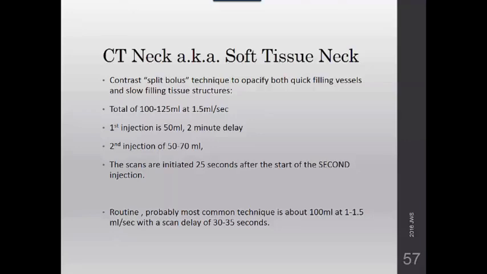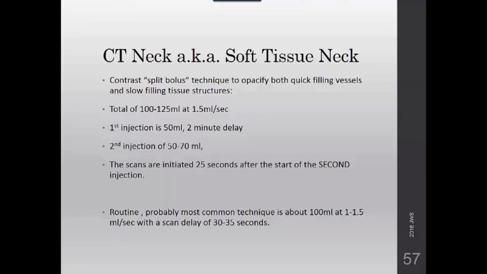One strategy is a contrast injection technique referred to as a split bolus. The total contrast dose is split, often in half, and the first dose is given, followed by a delay of about 2 minutes. This allows time for the structures that are slower to enhance to be opacified. The delay is followed by a second bolus containing the remainder of the contrast, and scanning is initiated soon after the second injection is complete, using the second injection to more fully opacify the vessels.